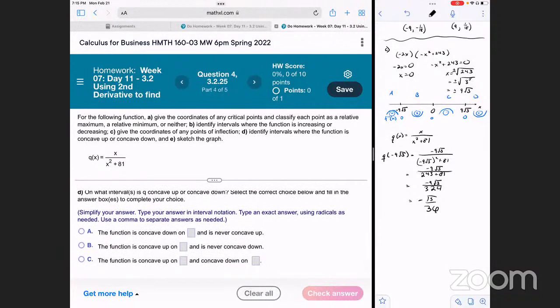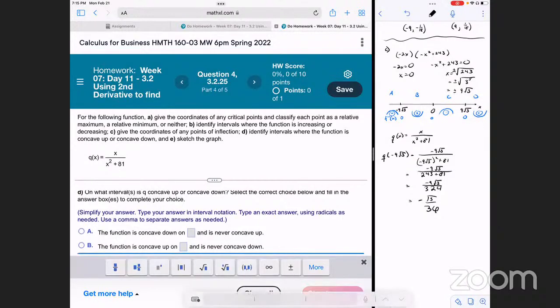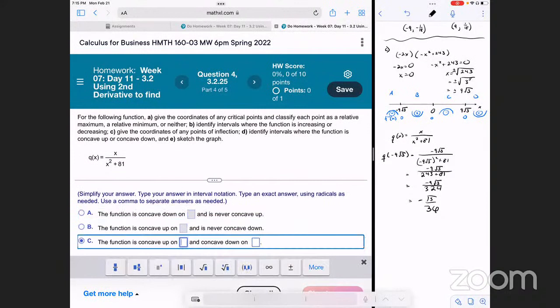On what intervals is it concave up or concave down? Okay, so it has to be C. Let me see, concave up. It is concave up on parts B and D. So let's do that really quickly. Parentheses, negative 9 times the square root of 3. And we've got to fix that parentheses. That's in the wrong spot. So until 0. And then it's also concave up from 9 times the square root of 3 to infinity.